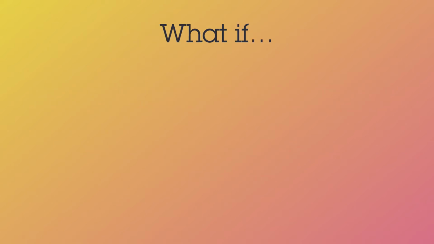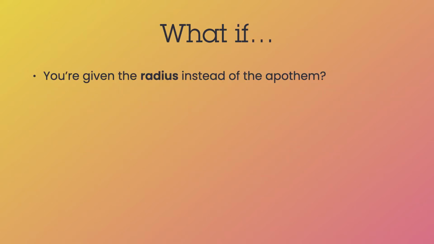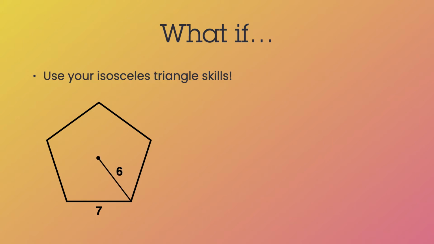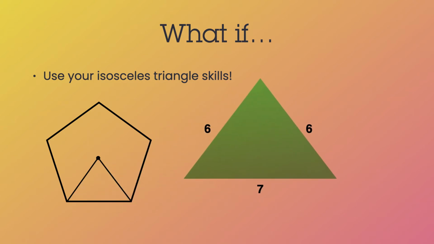But what if you're given the radius instead? So here we have a pentagon. We've got our 7 as our side length and a radius of 6. We can use our isosceles triangle skills. Since the radius is 6 out to that bottom right corner, it would also be 6 out to the bottom left corner, which means we have blocked off an isosceles triangle here at the bottom. Now, let's just focus on that isosceles triangle for a minute.